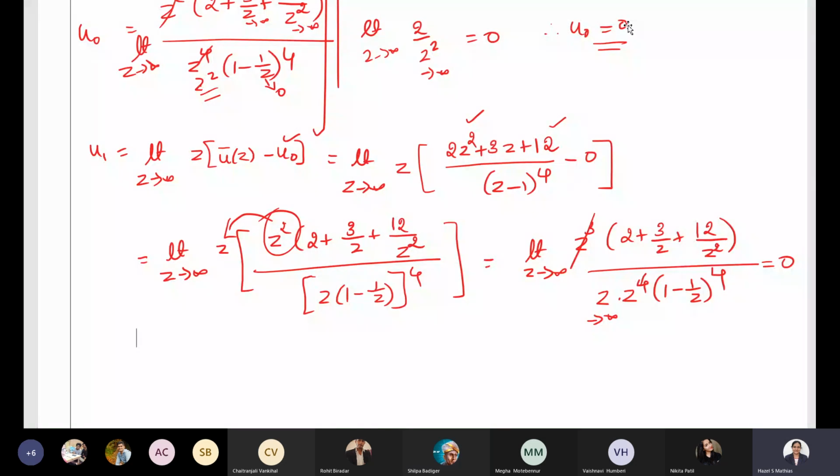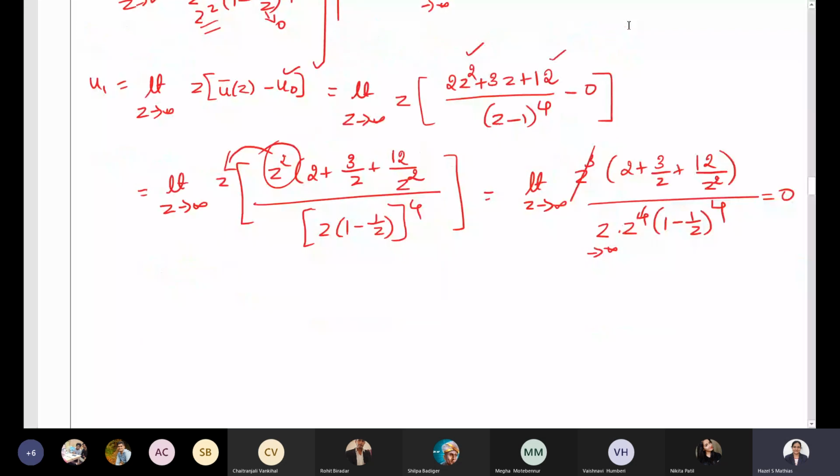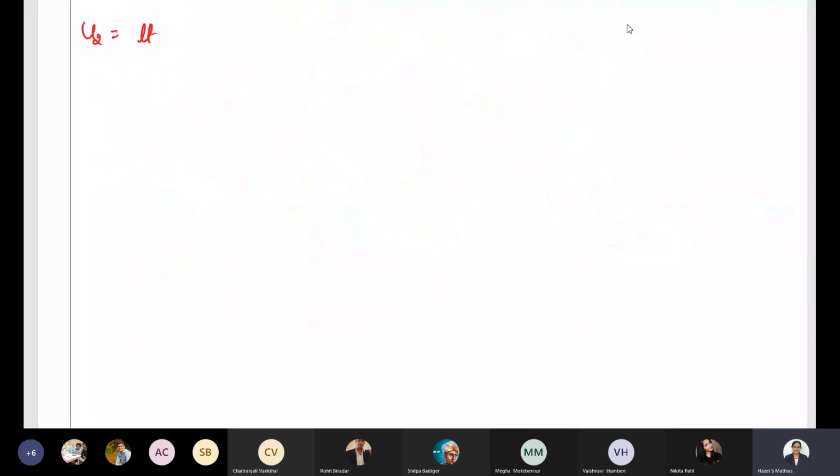Okay, next we will find u2. What is the formula for u2? u2 is, see it's very easy to remember, limit z tends to infinity. u2 means it will be z power 2. Okay, like this you need to remember. And here inside the bracket you should have the terms up till the previous one, that is up till u1 you should have.